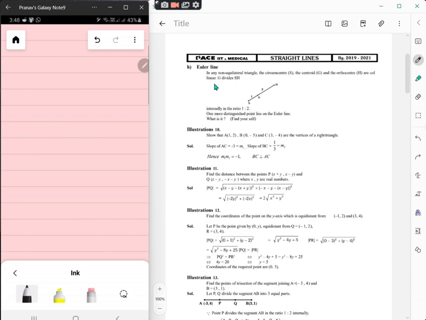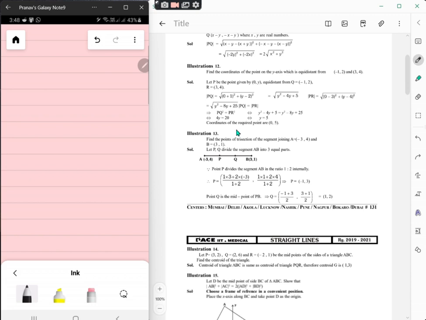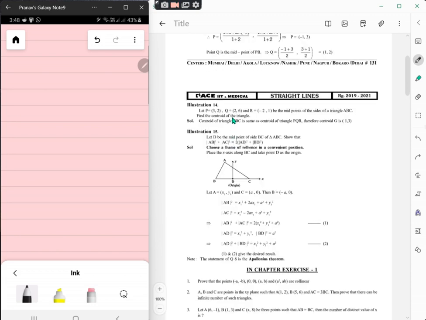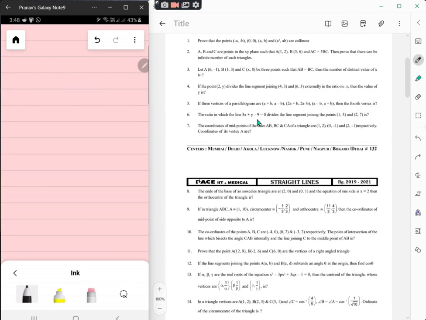Okay, cool. So that's nice. Euler line. That's actually like an Olympiad level stuff. But if it's there, it's there. I'm gonna use that as well. So choose a frame of reference and convenient points. Right. Okay, let's start in chapter exercise 1.